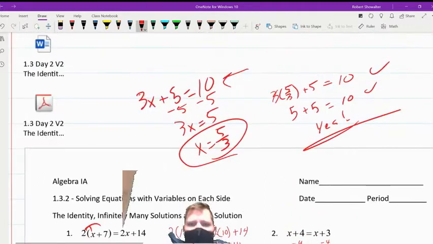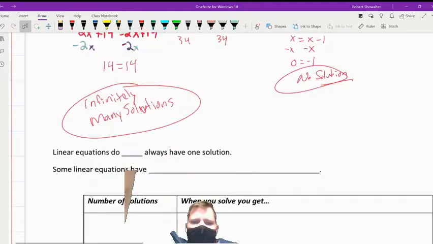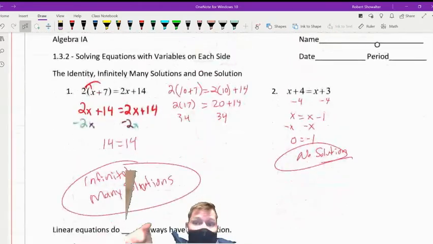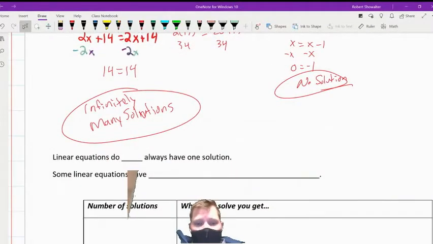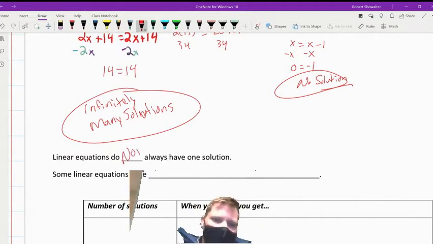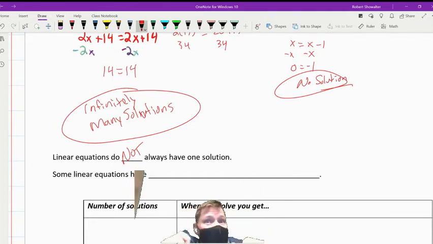That's different than up here, when we solved it and got a single solution. Infinitely many solutions, no solution, one solution: those are often in our answer options. So here we go. Linear equations do not always have one single number that's a solution. Sometimes they have an infinite amount of numbers that work, namely infinitely many solutions, or sometimes there are no numbers that work in the equation, no solution.